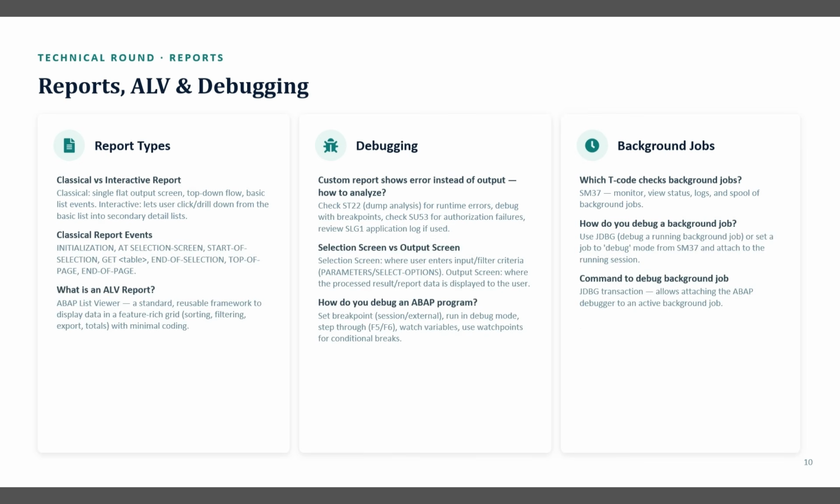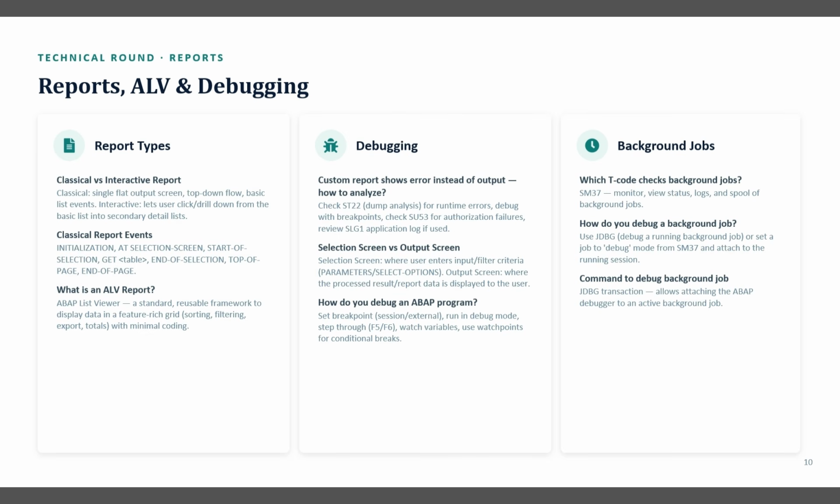Section 8. Reports, Forms, and Debugging. Let's quickly cover reports and forms. Classical versus interactive report. Classical reports give a single flat output, while interactive reports let the user click and drill down from a basic list into detailed secondary lists. If asked for classical report events, list them in order: initialization, at selection screen, start of selection, get, end of selection, top of page, and end of page.